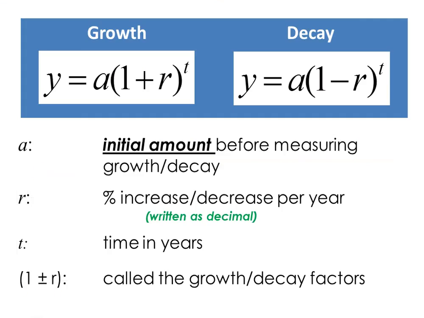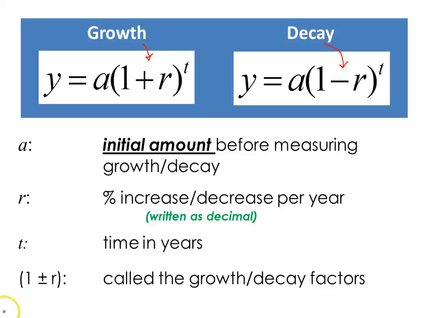Now, first thing is our two equations. We're going to have a growth equation and a decay equation. And if you notice from those two equations, they are identical, except the growth equation has a positive, the decay equation has a negative. The growth equation, we're going to be adding that r. The decay, we're going to be subtracting it.